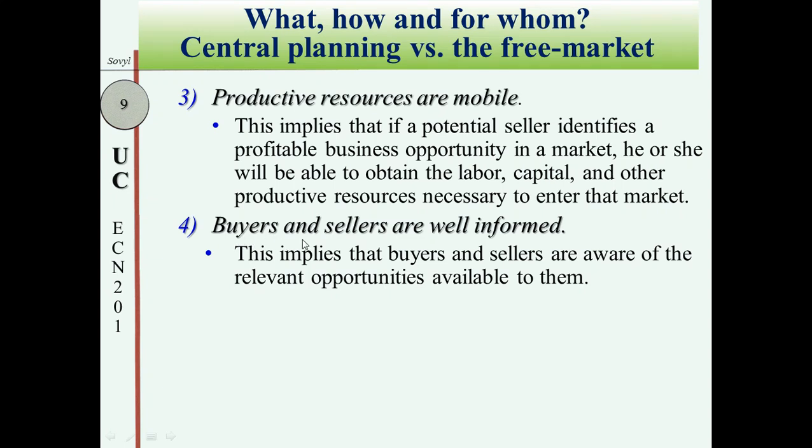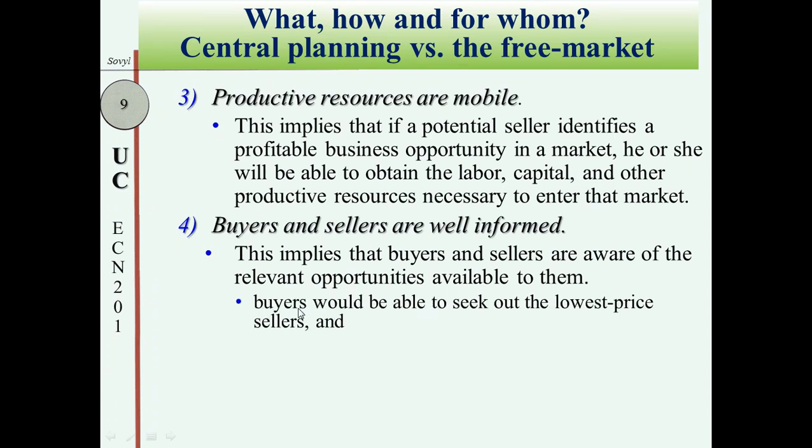Four: buyers and sellers are well informed. Informed here refers to information. This implies that buyers and sellers are aware of relevant opportunities available to them. For example, buyers would be able to seek out the lowest price seller in the market, because information flows freely. That's why if you are a buyer, you can search for the seller who provides a lower price.